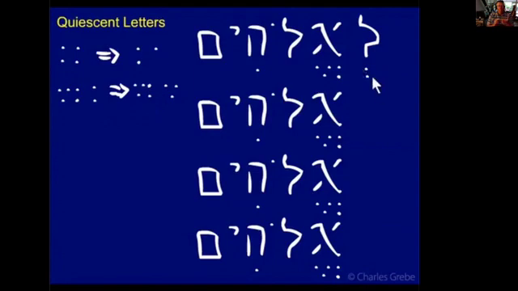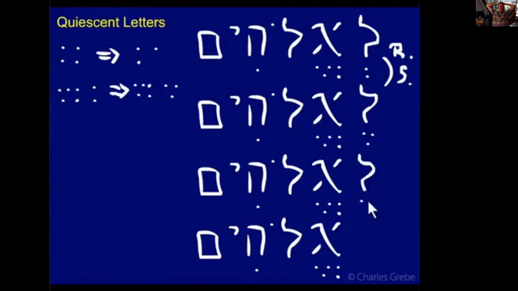So let's apply our rule of Shva. Put our le there again, and this becomes segol. So le Elohim becomes le Elohim. So our step here is the rule of Shva. Now, what happens is this aleph finds itself at the end of a syllable, and in this case it quiesces.